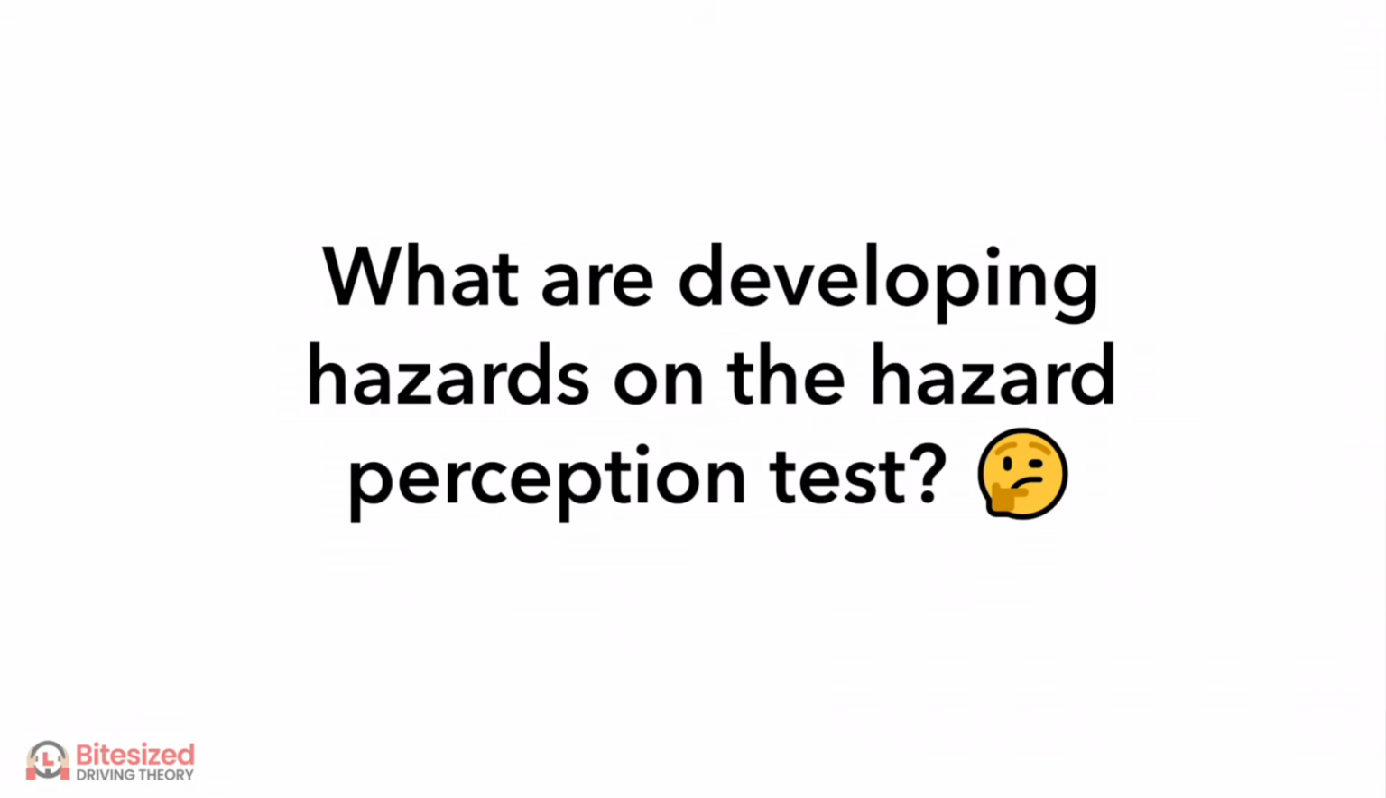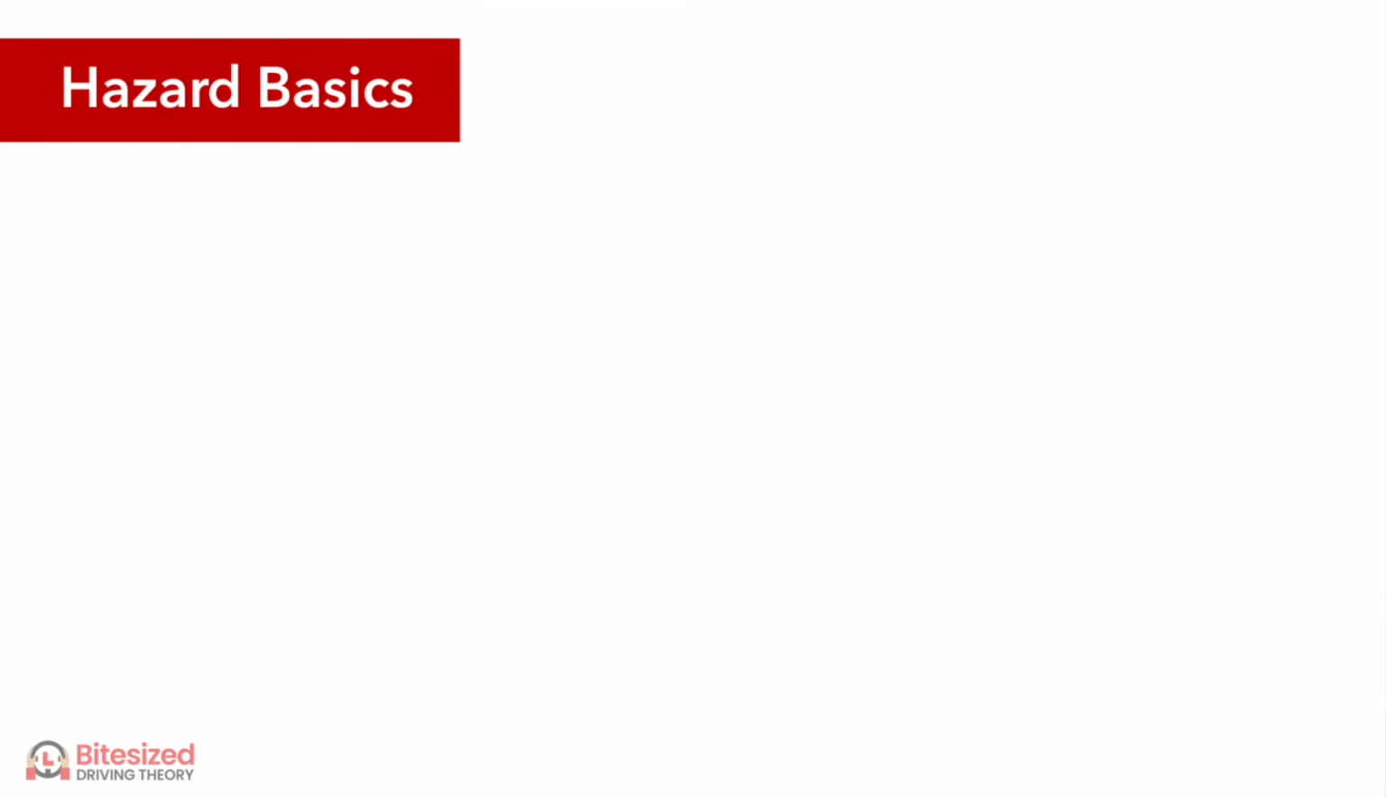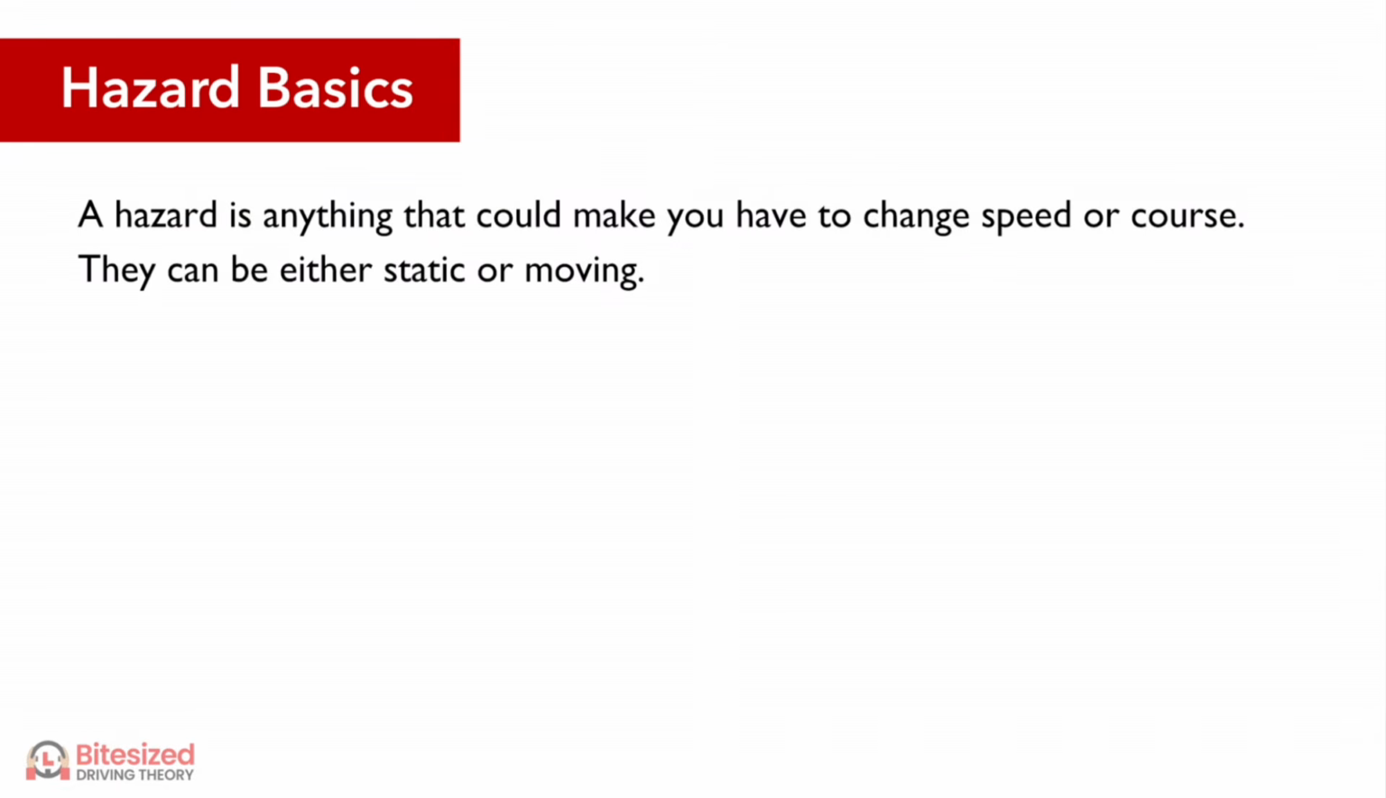So, what are developing hazards on the hazard perception test? As I mentioned in that previous slide, developing hazards, what do I mean by that? To start off with, we'll have a look at a few hazard basics, and then we'll narrow down what they're looking for in the hazard perception test. A hazard, by definition, is anything that could make you have to change speed or course, and they can either be static or moving.